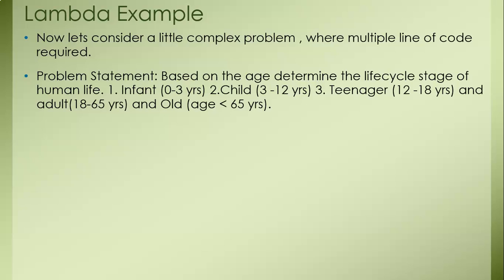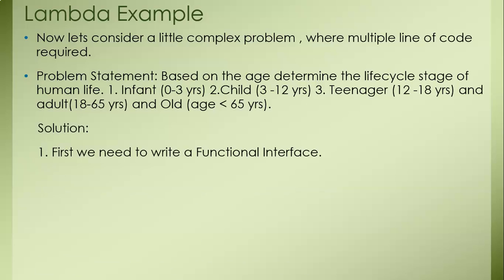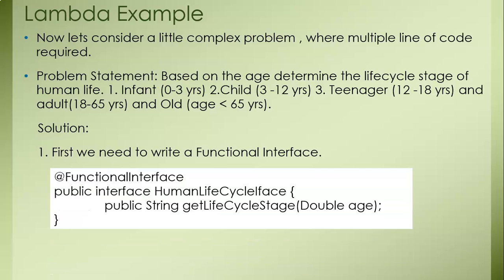18 to 65 is an adult, and more than 65 the life cycle stage is old. Now if I try to implement that using a Lambda expression, first thing we need to write a functional interface. Here I have written a functional interface, HumanLifeCycle, having only one abstract method, getLifeCycleStage, which is taking an argument of type double, which is actually the age, and it will return a string which will be the life cycle stage, like old or child.